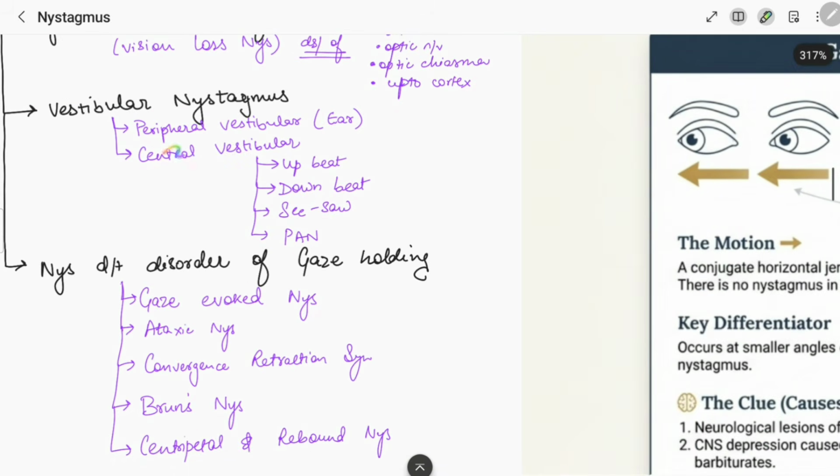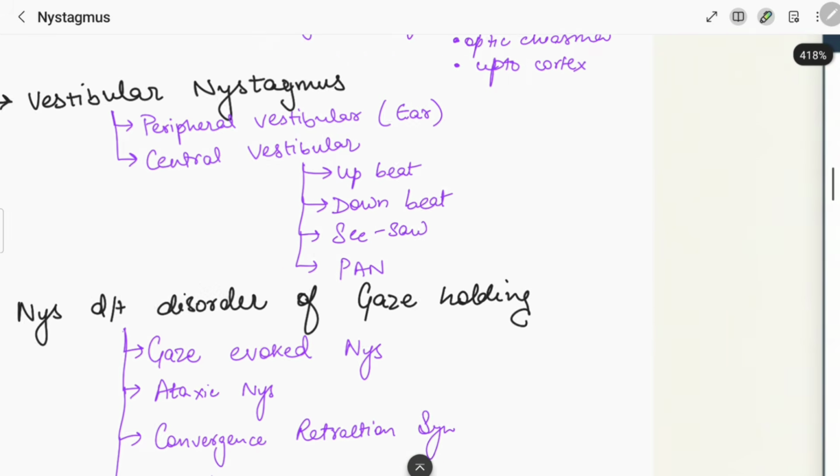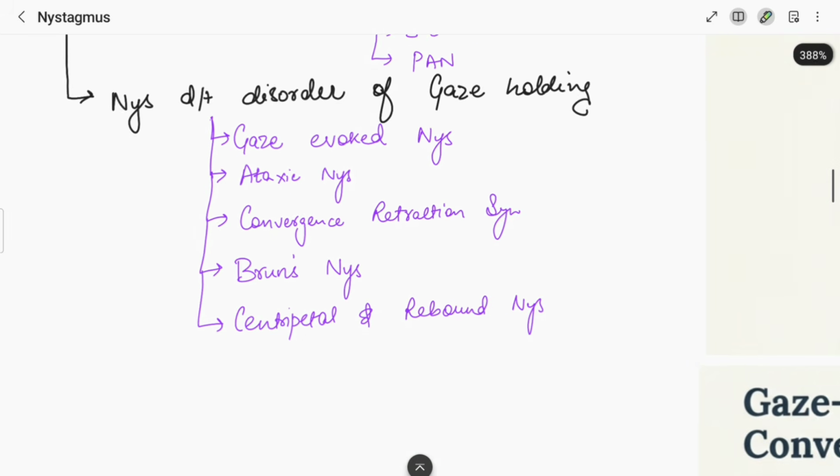Vestibular nystagmus can be characterized into peripheral vestibular nystagmus, as I told you, which had labyrinthitis and Meniere's disease, and the second can be central vestibular nystagmus, which can have four subcategories. That is the upbeat, the downbeat, the seesaw nystagmus, or the periodic alternating nystagmus. I'll explain all of this in detail in the upcoming part.